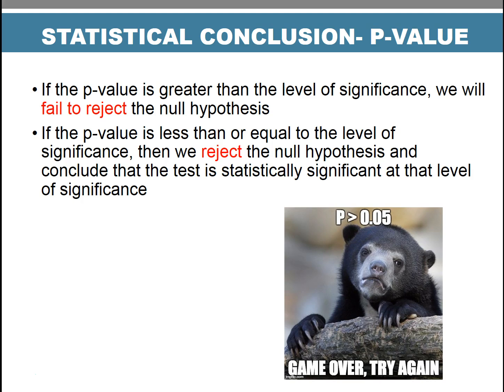So because we can choose any level of significance that we want, we need to specify what level of significance we use for this statistical test. So our statistical conclusion is going to state either that we fail to reject or that we reject the null hypothesis, and what significance level we used for that result.